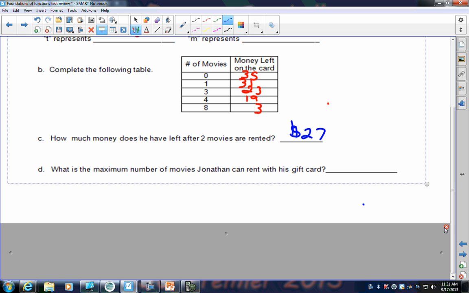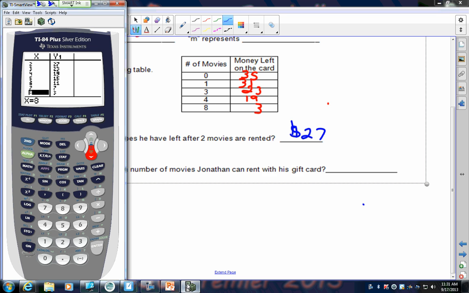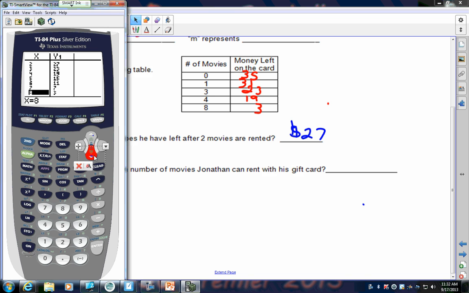The next thing it asks, what is the maximum number of movies Jonathan can rent with his gift card? I know that I can still rent 8. Can I rent 9? Do I have enough money? Let me try this again. My calculator's freaking out here.